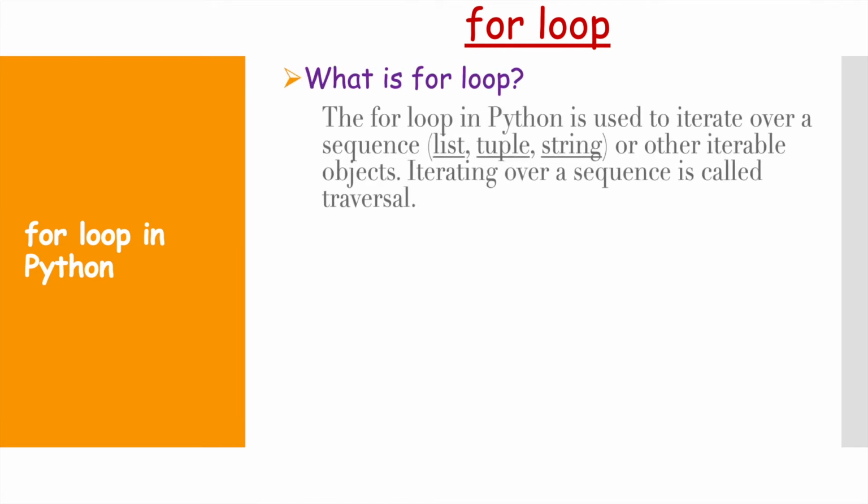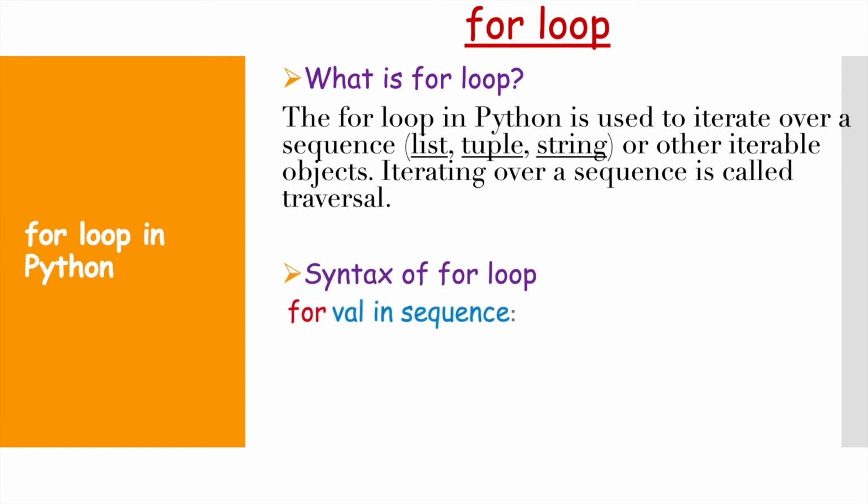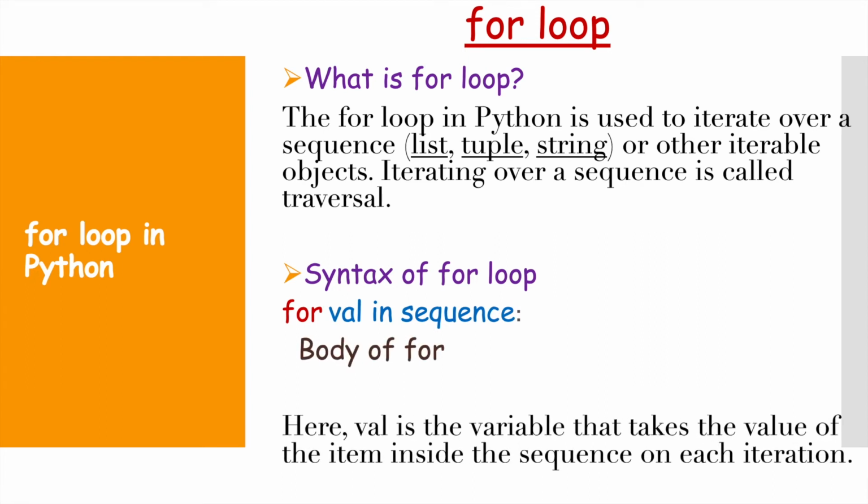Now let's see the for loop in Python. So what is a for loop? The for loop in Python is used to iterate over a sequence, that is a list, a tuple or a string or any other iterable objects. When you are iterating over a sequence, it is called traversal. So let's see the syntax of for loop. For val in sequence, then the body of the for loop. Here val is the variable that takes the value of the item inside the sequence on each iteration.